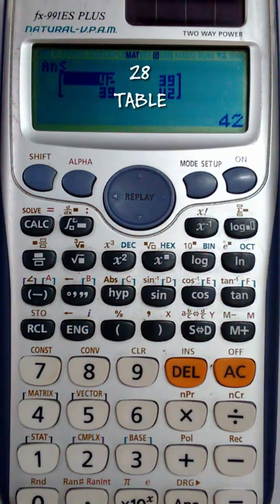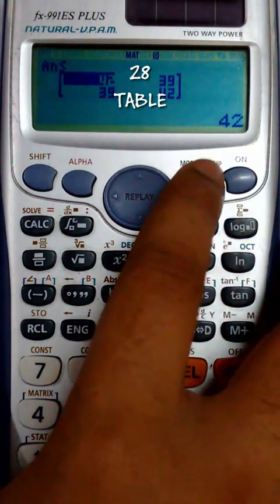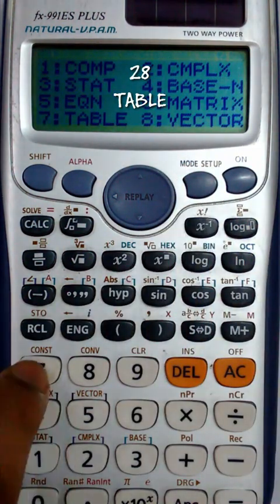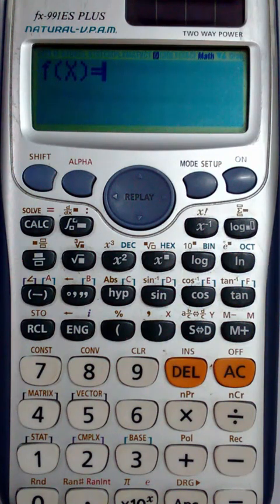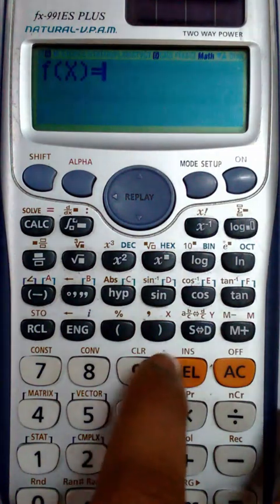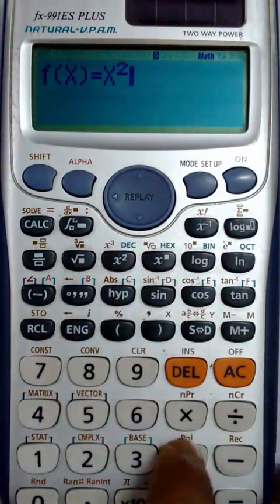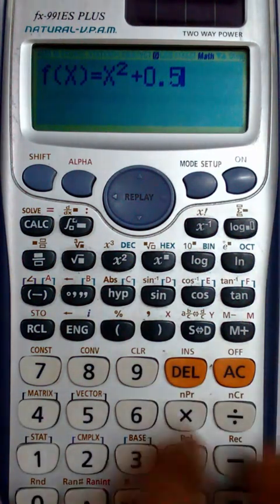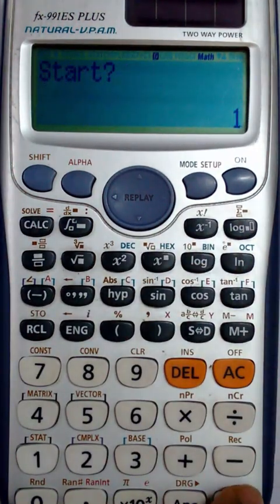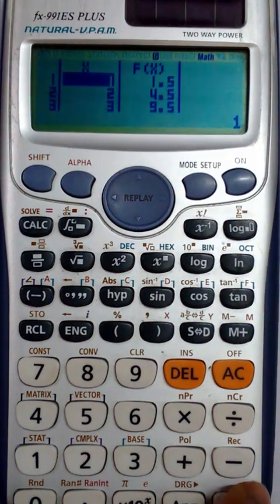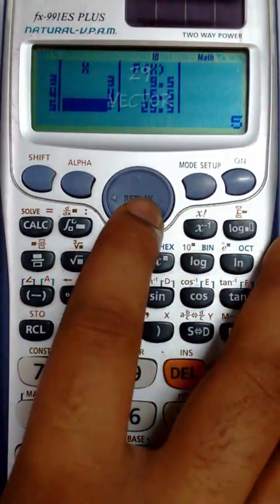If I want to generate a table, then you have to select table mode in the calculator. Suppose one function is there, f of x is equal to alpha x square plus 0.5. Then solve equal to start, where the starting value is 1, end at 5, and step is 1. Then you got this result for the 5 values.